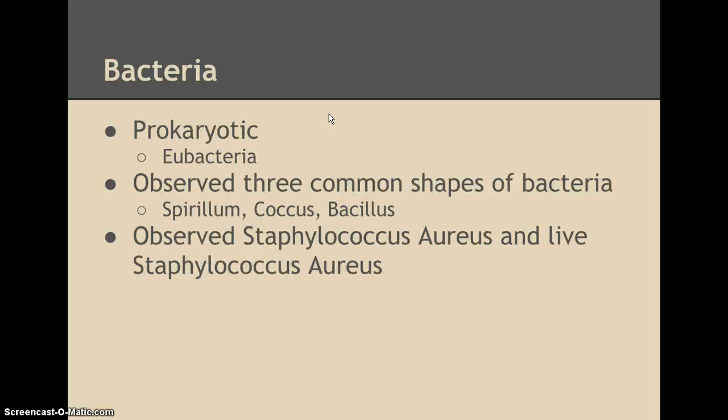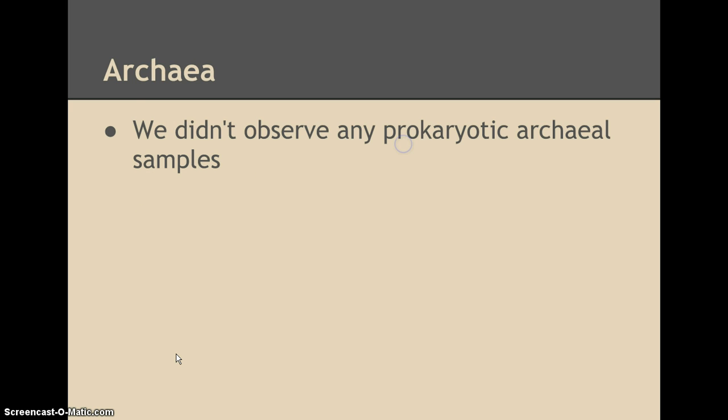So next there was bacteria. They're prokaryotic, fall under the kingdom Eubacteria. We observed the 3 common shapes of bacteria, Spirillum, Cocci, and Bacillus. And we also observed Staphylococcus aureus and live Staphylococcus aureus. And we also concluded that Staphylococcus aureus is a Cocci bacteria because of its round shape. And archaea, well, we didn't observe any archaeal samples, but we know that they live in extreme conditions and they do play a role in human life.